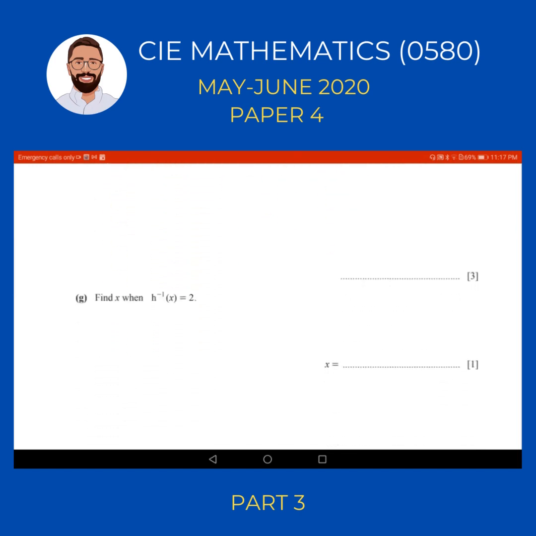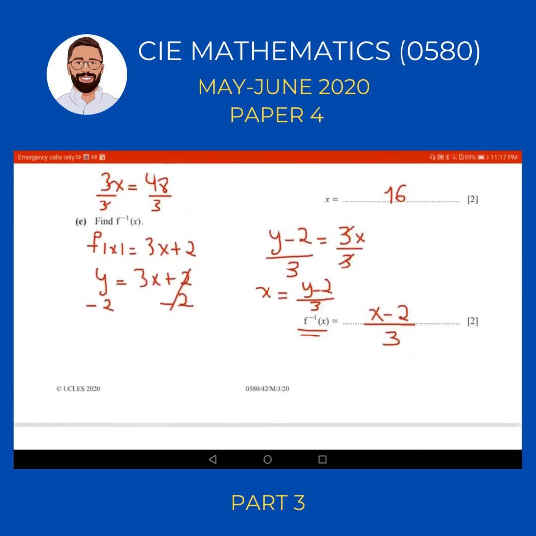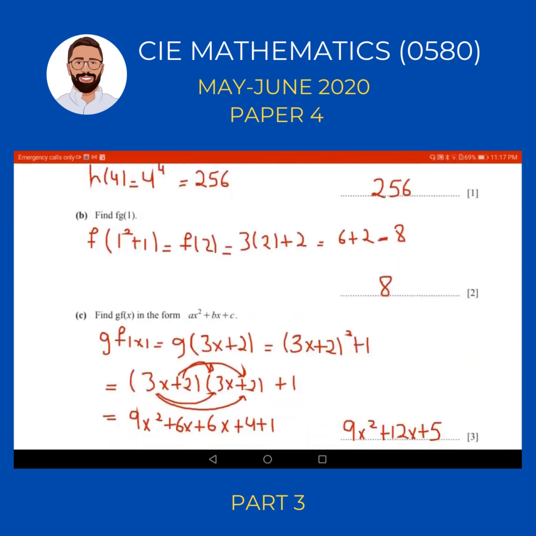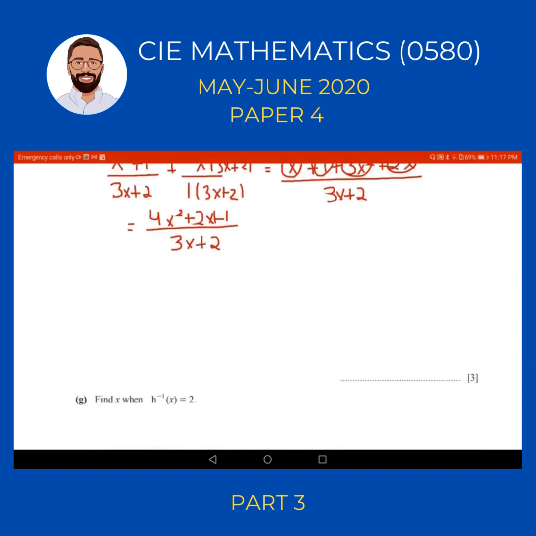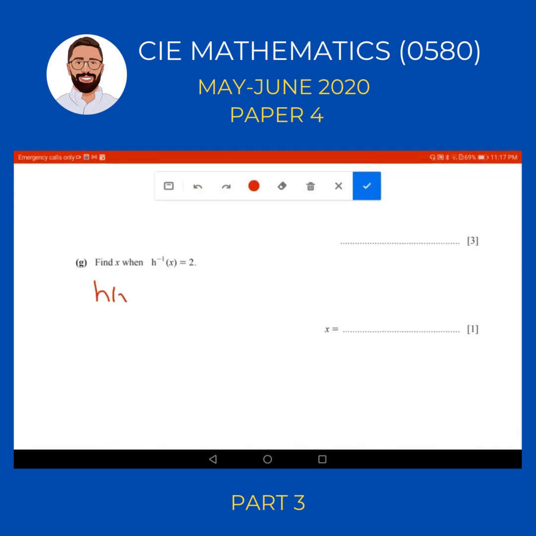Now in part G, we need to find x when h inverse of x is 2. Now what's h of x? So h of x is, back to the question, 4 to the power of x. So h of x is 4 to the power of x.